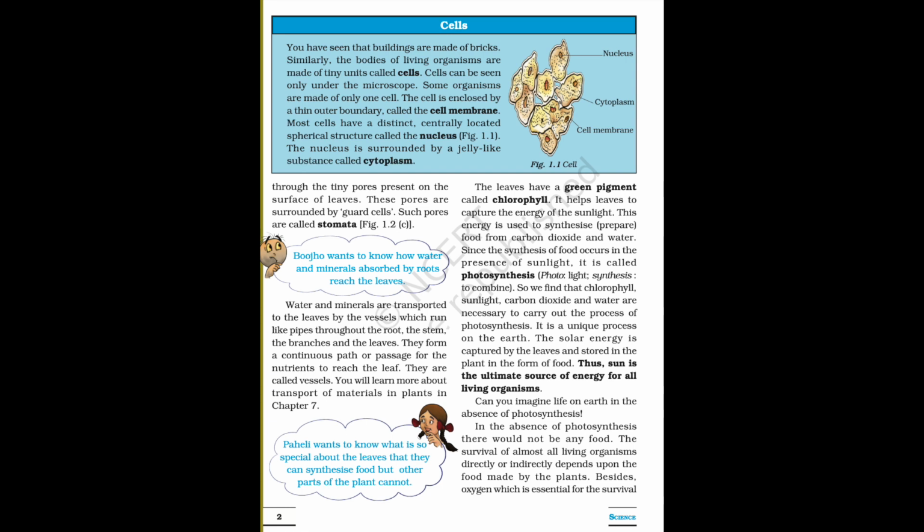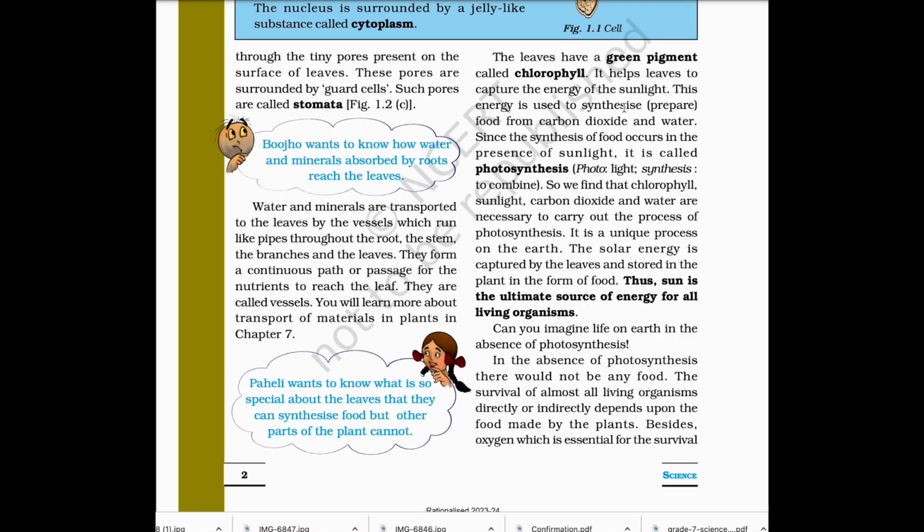It is a unique process on the earth. The solar energy is captured by the leaves and stored in the plant in the form of food. Thus, the Sun is the ultimate source of energy for all living organisms.